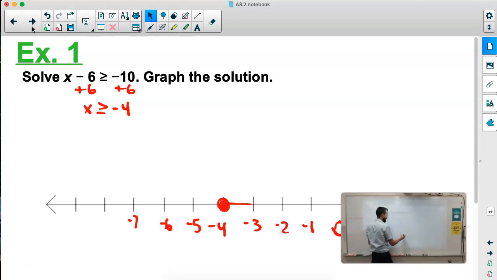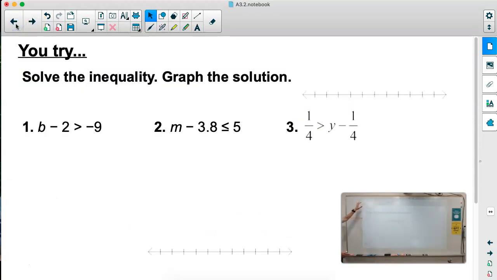Since x is greater than, it's going to be this way. These are the numbers that are greater than -4. Okay, so all we're, sorry about that. There's some u tries here. And all we're going to do is walk through these again. I'm going to walk through all of them right now just because I think it's helpful for us to practice.